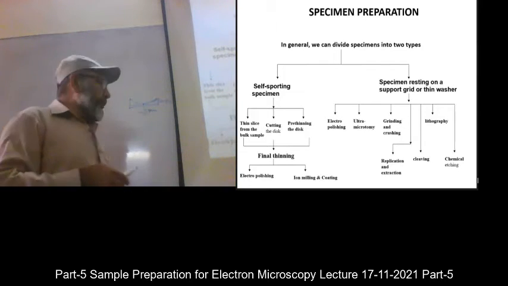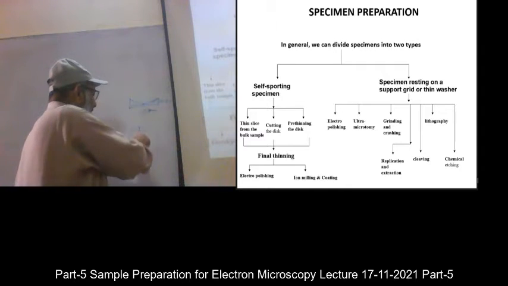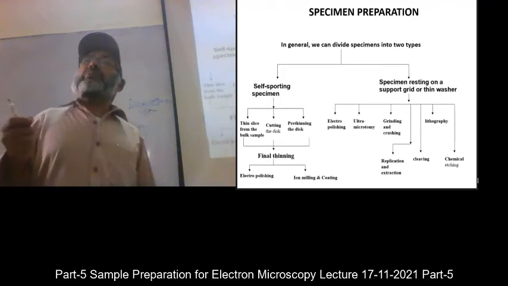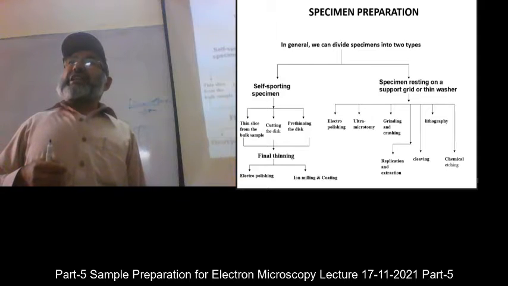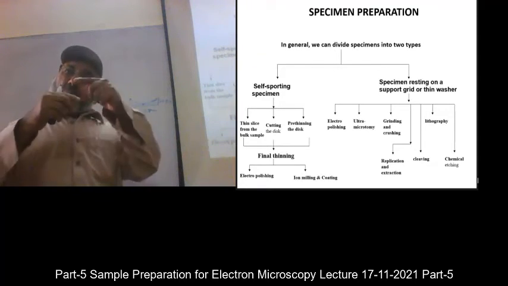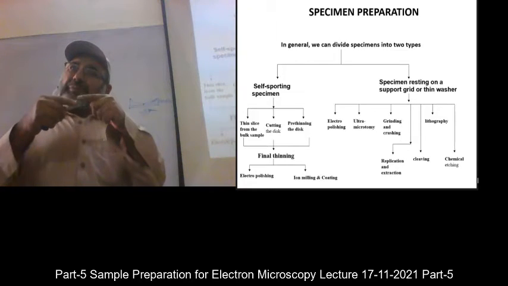The dimpling, as I told you, is that the sample is like this and the wheel is like this. It is rotating in the middle, and the wheel is usually a stainless steel wheel, and you put a very soft cloth over it.